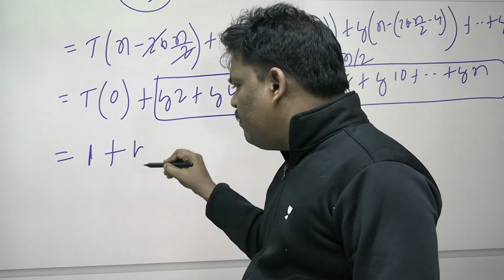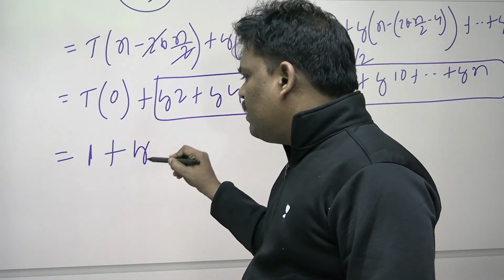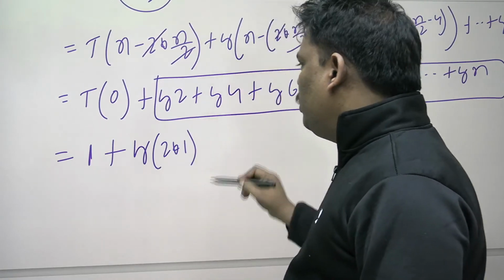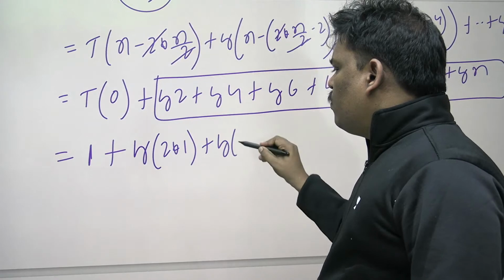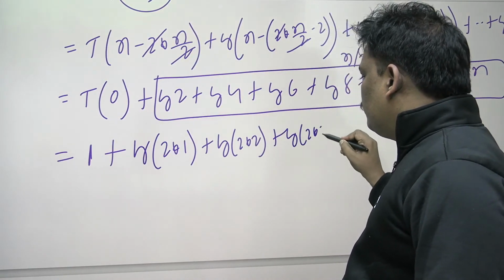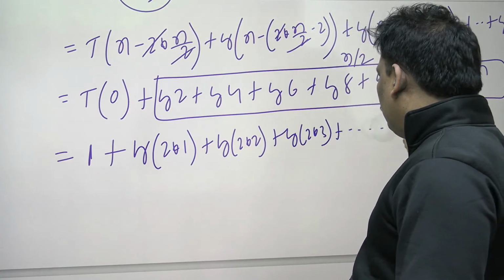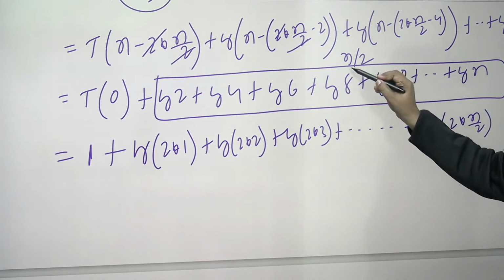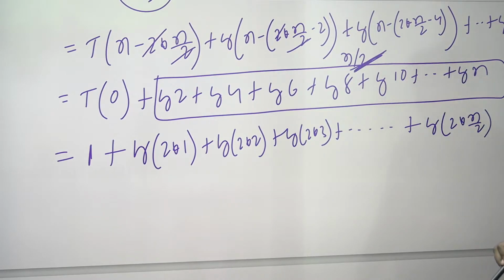When I say even, every even number can be written as 2 into something. See, log 2 into 1, log 2 into 2, log 2 into 3, and lastly log 2 into n by 2. You know there are n by 2 terms, all even numbers.